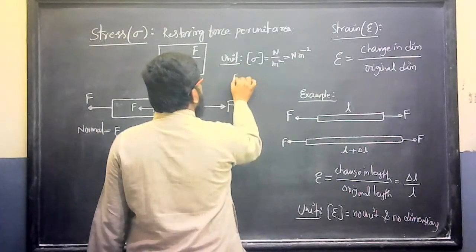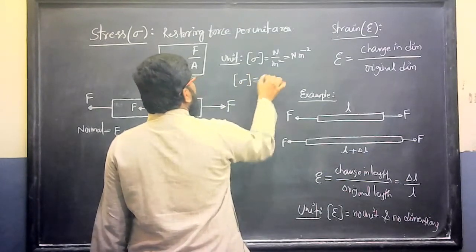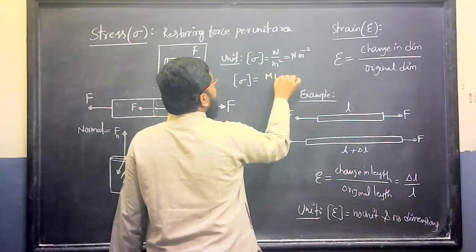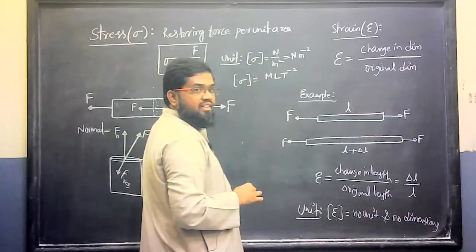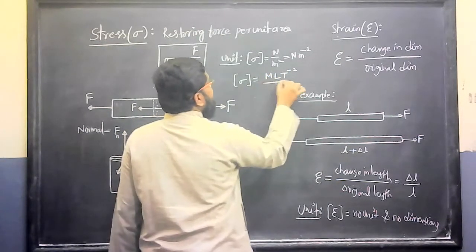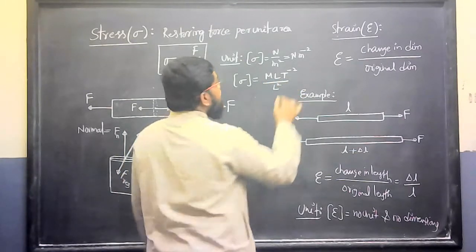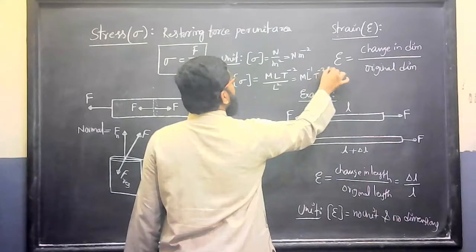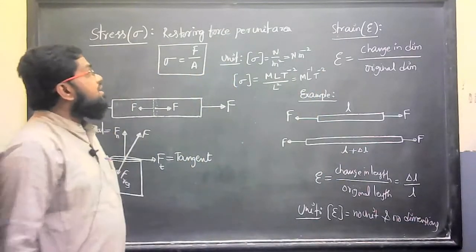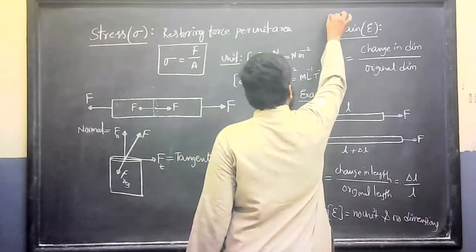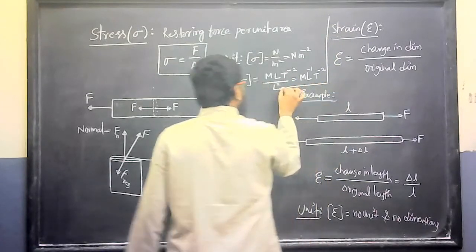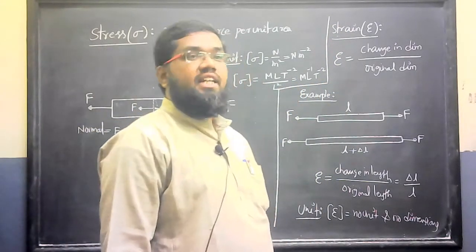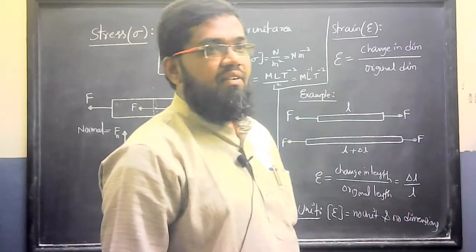What is the dimensional formula? Force is mass times acceleration. So mass is M, acceleration is L T power minus 2. And area is length, so L square. So we'll get the dimensional formula here, M L power minus 1 T power minus 2. But for strain it is a dimensionless and unitless physical quantity. Okay, but it is a physical quantity.